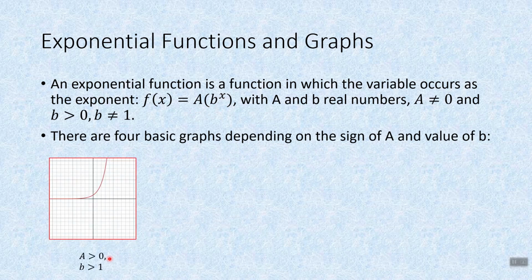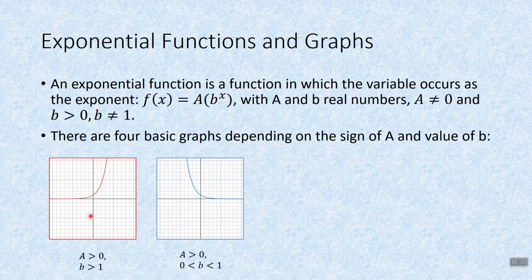In our first example, if a is positive and b is larger than 1, we'll have a graph that increases rapidly. Some might say exponentially. It'll be all positive. Down here we have an asymptote, meaning the graph doesn't actually touch the x-axis, but it gets super close along the way. If a is positive, our graph will still be above the x-axis, but now if b is a proper fraction, a fraction between 0 and 1, my graph will be decreasing.